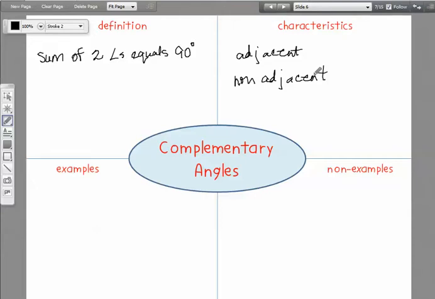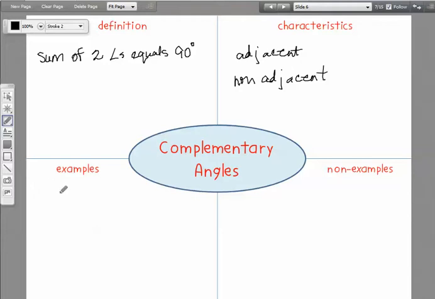Non-adjacent means one can be on this side of town and the other one can be on the other side of town, but their measures are still going to add up to 90 degrees, no matter where they're at or what they're doing. Okay, they're always going to be 90 degrees. So the definition: the sum of two angles equals 90 degrees. They can be either adjacent or non-adjacent.